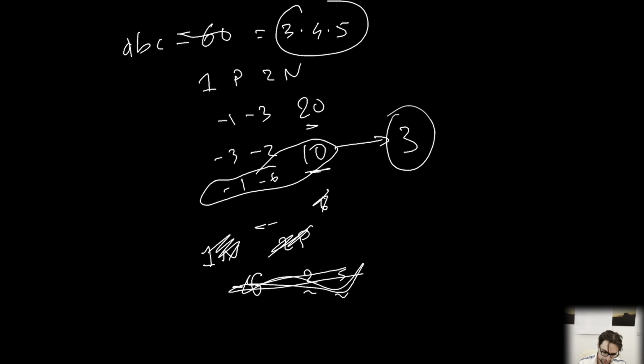And now with this, the other case is just 3 positives. And there, by AM-GM, you can think about it: A plus B plus C is greater than or equal to 3 times the cube root of ABC, which is 3 times the cube root of 60.